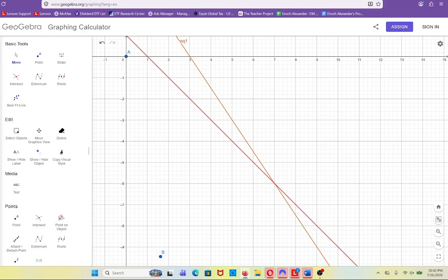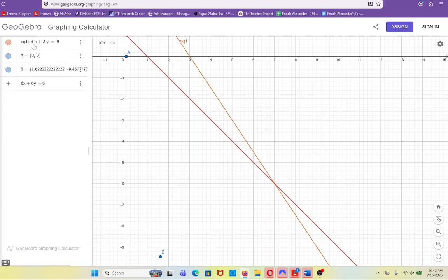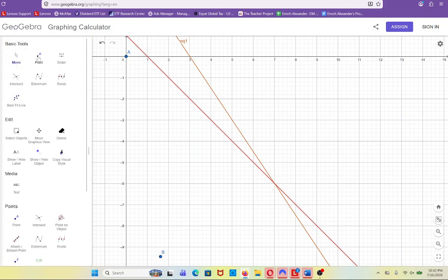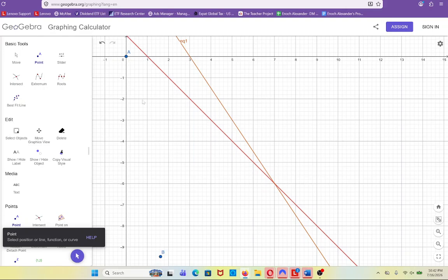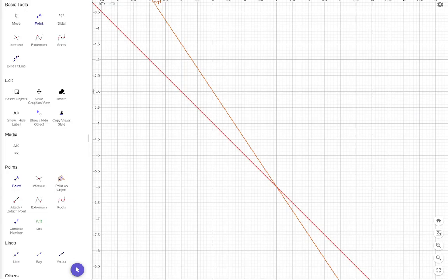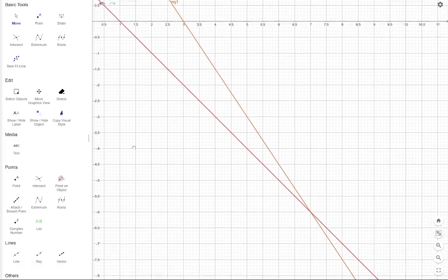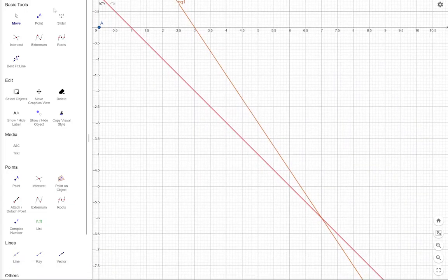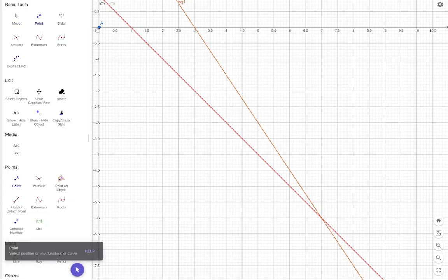When we go to the graph, the two equations are 3x plus 2y equals 9 and 6x plus 6y equals 6. This is the graph. So let's take the point A and go to where these two lines intersect. We'll zoom in a little bit so everybody can hopefully see. We can see that they cross right here at this point, but we'll move our point A down to there to see exactly where that is.